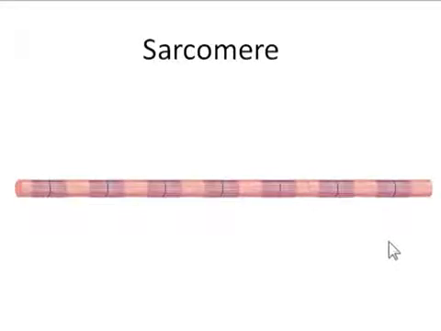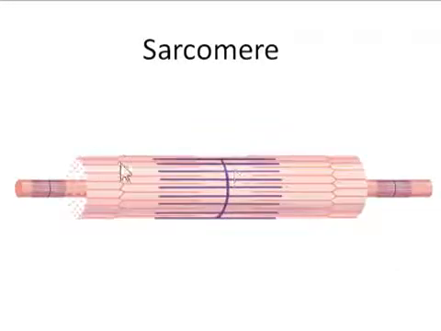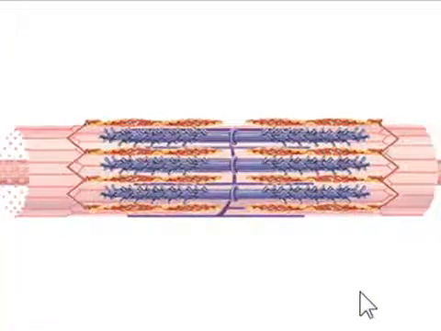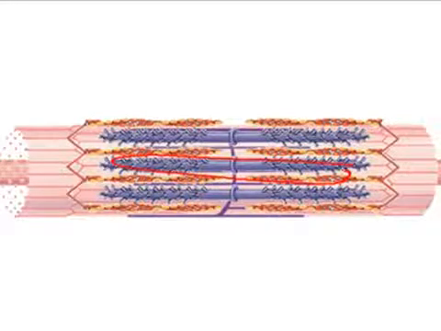Let's look at an individual sarcomere. It goes from this zigzag or Z line to this Z line. In a more detailed view, we can see the contractile proteins involved in muscle shortening. The thick filament, shown in blue, is called myosin, and the thin filament in orange and yellow is called actin.